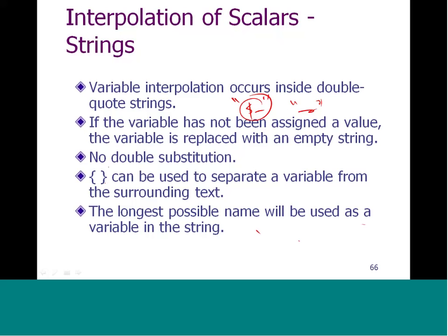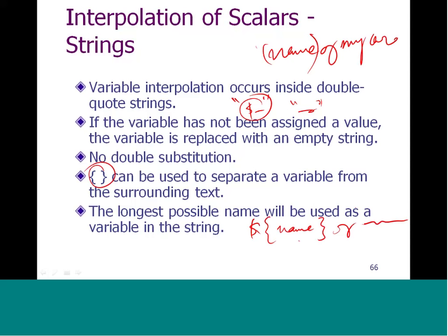Actually, sorry, I missed one thing. We can use the parentheses to separate a variable from the surrounding text. So, for example, you have the name of my car, which is the long variable. But you want to just use name as the variable. If you want to just ask for the name, then you can say dollar in parentheses name, and then of my file. So this is one way of doing it. And we will go through some examples that will make this concept very clear. The other thing to note is that the longest possible name will be used as the variable inside the string. So if it cannot stop, it just goes on and on until it finds the name.